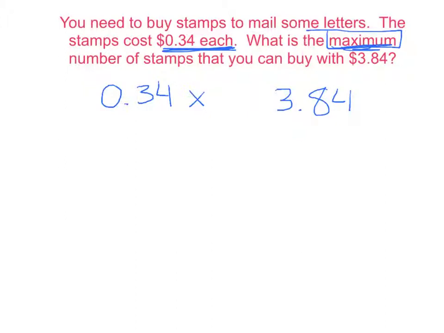Because we're limited on how many stamps we can buy because of the amount of money, it's going to be less than or equal to. There's a maximum amount we can get to, so that maximum amount or anything less than it. So now we need to divide 3.84 divided by 0.34. So when you divide, you get about 11.3. Well, you can't buy part of a stamp, so really a better representation of the situation would be the number of stamps you can buy. You can buy 11 stamps or anything less than 11 stamps. So there's your solution.